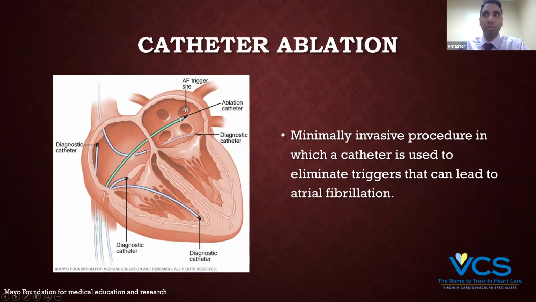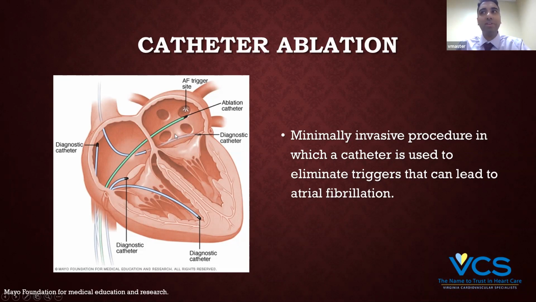And so when we do an ablation, essentially what we do is we create a scar around those veins. That does nothing to blood flow. Blood will flow through those veins and into the heart, through the heart normally, but the scar blocks any electrical activity from crossing it. And so those abnormal electrical signals coming from those veins don't make it to the heart.